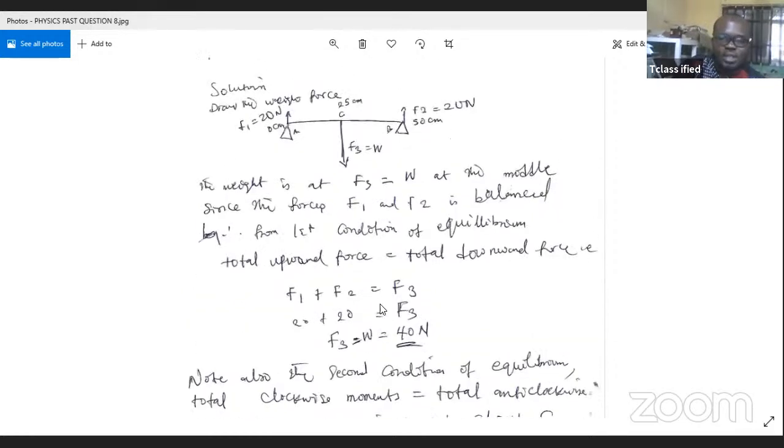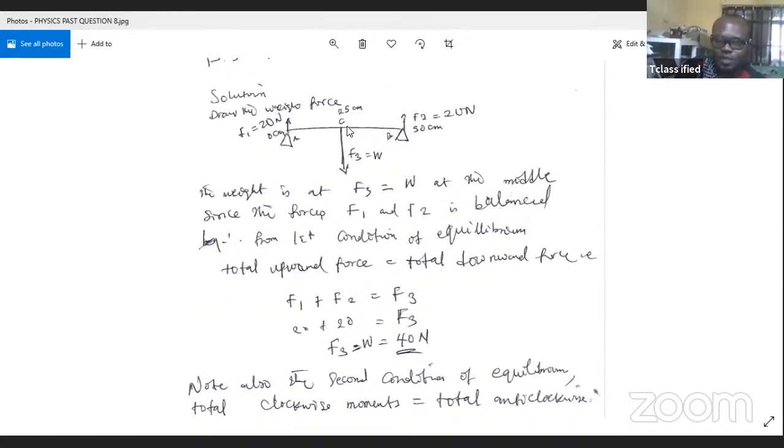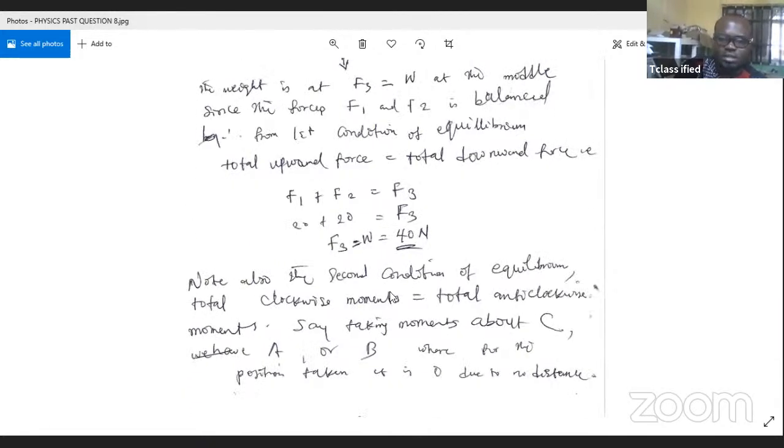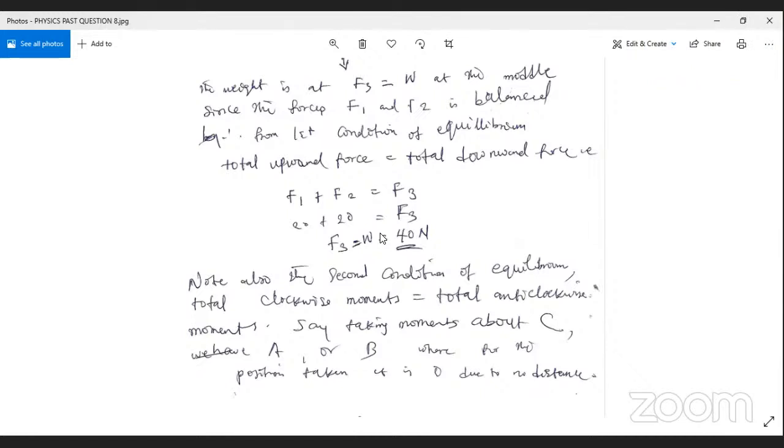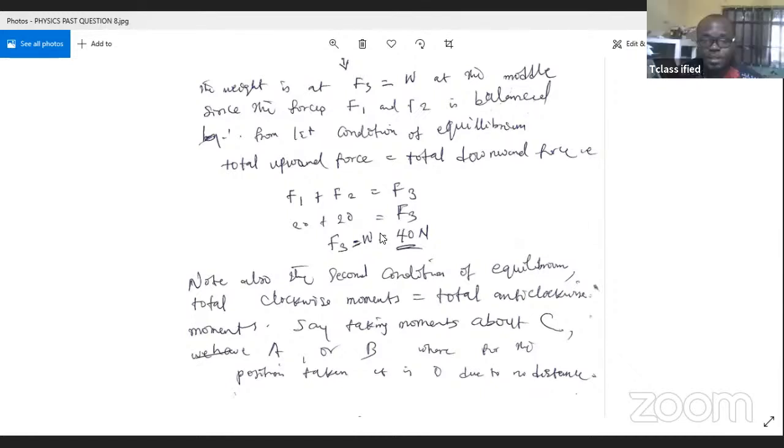If there was a case where we are told to calculate the distance between C and B, then we would have used this second condition for equilibrium to do the calculation. But I just stated it so that you know these are the two conditions necessary for equilibrium to occur, in case you have similar problems. So anytime you say we should find weight, it's always in the middle.